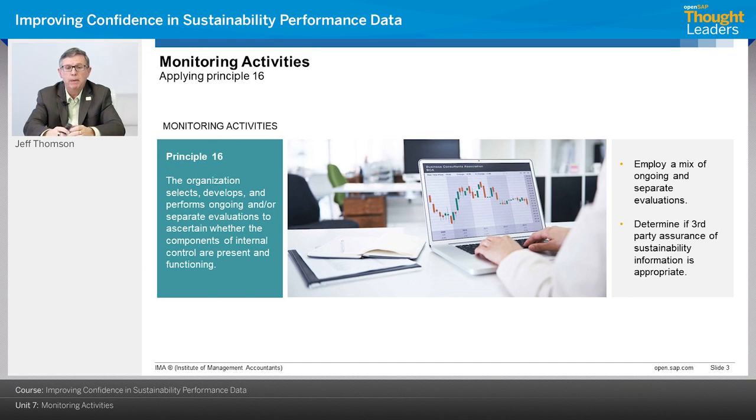So let's talk a little bit more about monitoring activities. Much like we talked about with control activities, which was Unit 5, we employ a mix of ongoing and separate evaluations. It depends upon the need. If it's mission critical type internal controls that you want to manage the risk, then you probably want to use ongoing or continuous real-time monitoring or oversight of performance. If it's something that's not as material and perhaps not as mission critical, then separate evaluations might do the trick just fine.